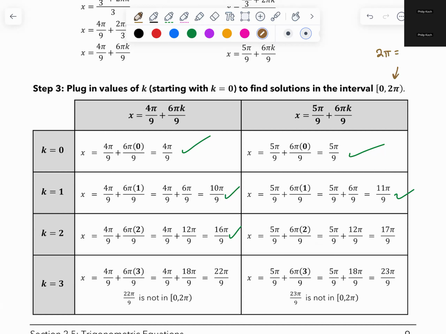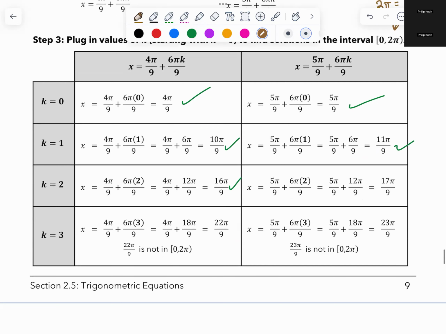2 pi is equal to 18 pi over 9. So as soon as we get above 18 pi over 9, we're not in it. 17 pi over 9, that's in it, but these ones are not because they're bigger than 2 pi, which equals 18 pi over 9. They're bigger than 2 pi. So we have 6 solutions this time.